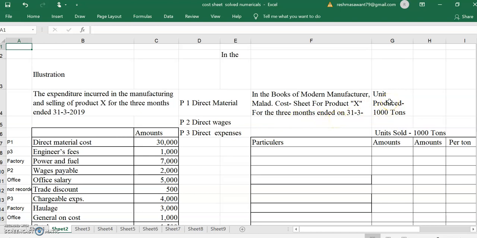Then on the right side of the cost sheet, units produced, if it is mentioned, should be written. Units sold, if it is mentioned, should be written. So the first part is the recording of prime cost. The first heading recorded is P1, direct material.